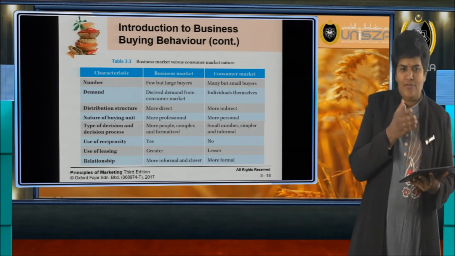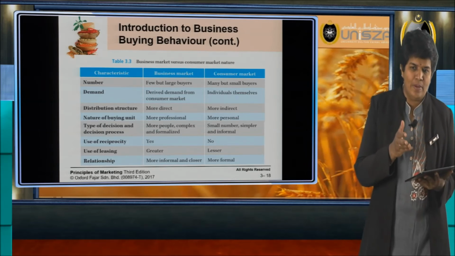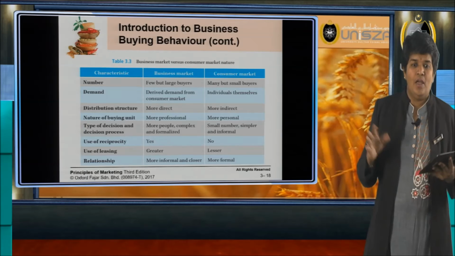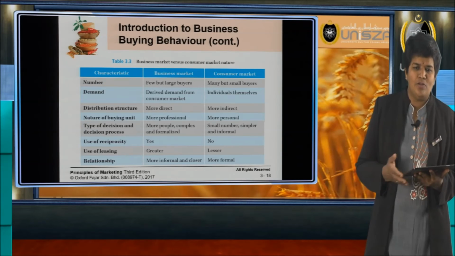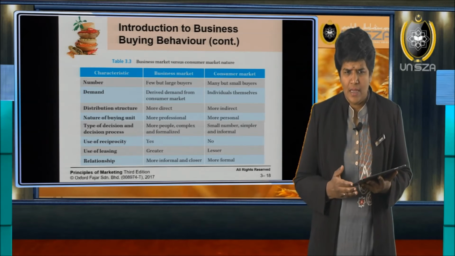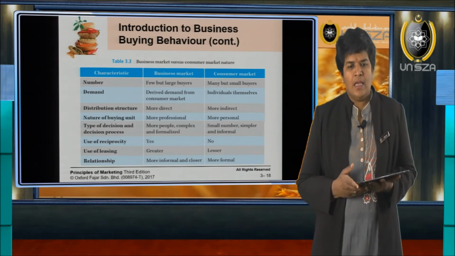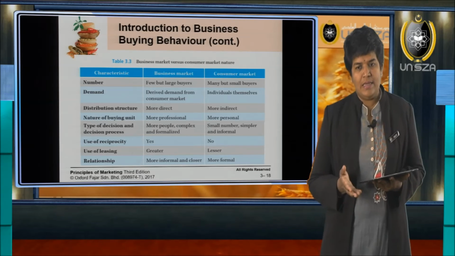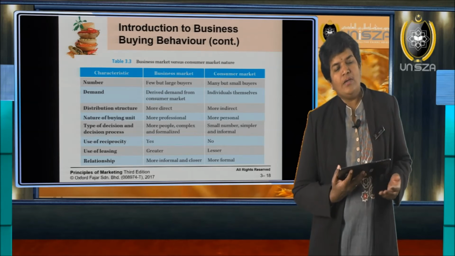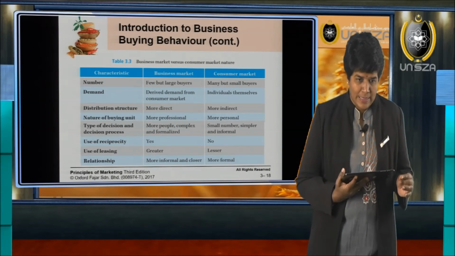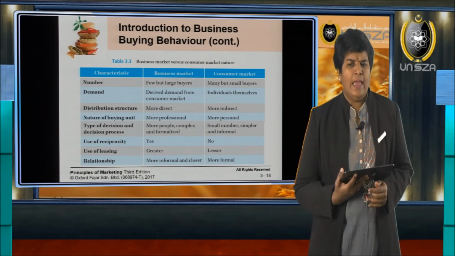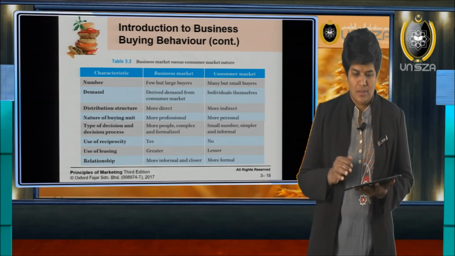Type of decision and decision process. In the business market, definitely you need a lot of people, agreement, complex, and it's very formalized because it involves a lot of money. Whereas in the consumer market, small number, simpler and very informal. Use of leasing in the business market is greater, and in the consumer market is lesser, again because not much money is involved in the consumer market. Looking into the relationship, the business market is more informal and closer, and the consumer market is more formal.